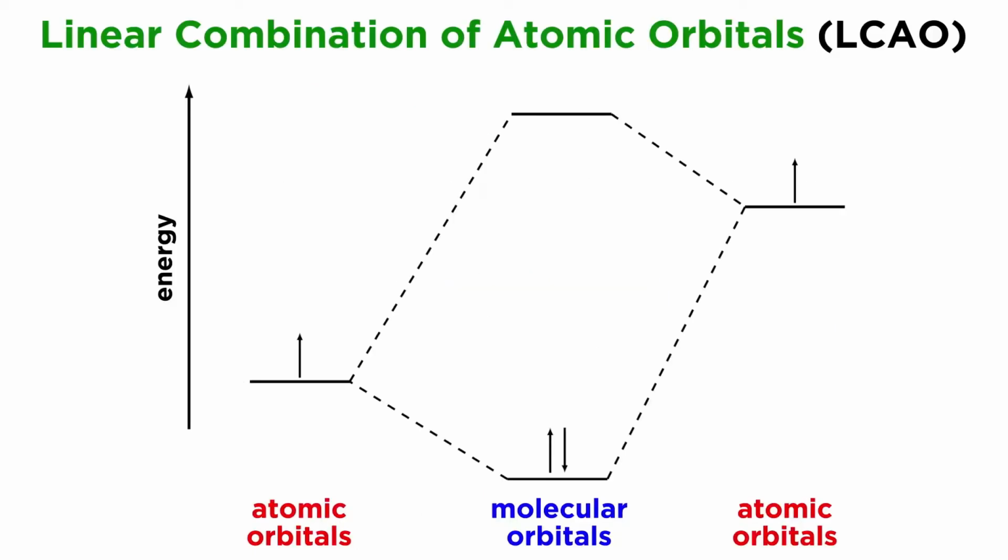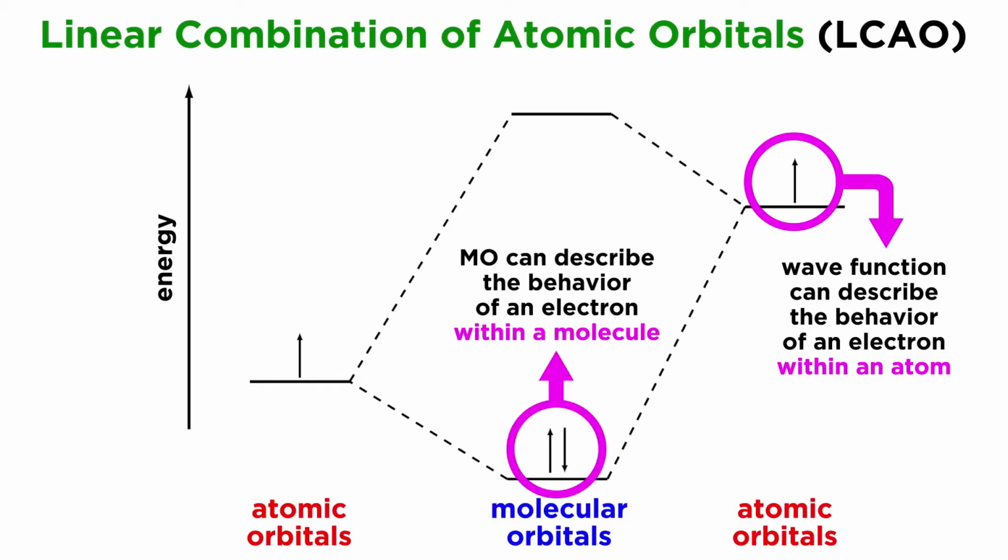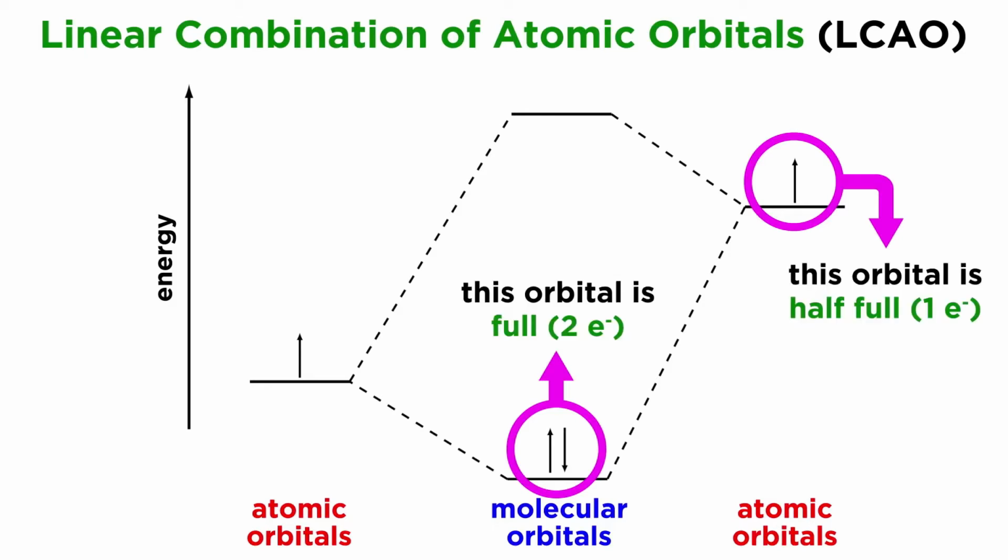This is due to a process called the linear combination of atomic orbitals. In the modern physics course, we talked a little bit about the wave function, and molecular orbitals are combinations of atomic orbital wave functions. Just the way the wave function describes the behavior of an electron within an atom, molecular orbitals describe the behavior of an electron within a molecule. And just like atomic orbitals, they are filled when they contain two electrons of opposite spin.